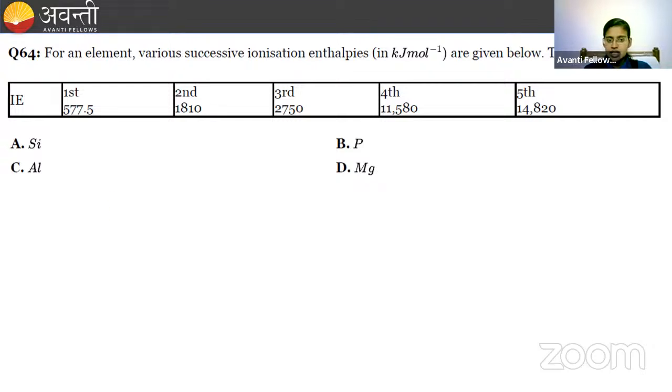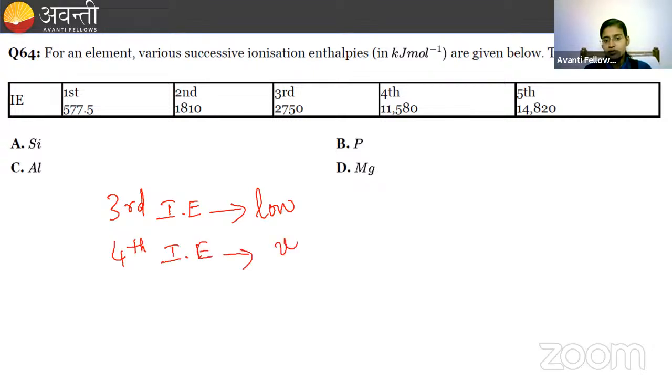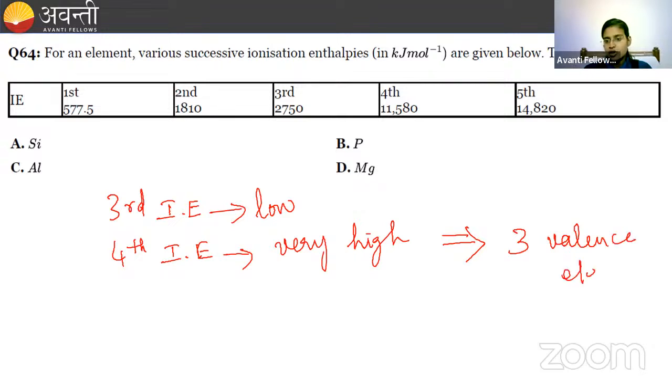The third ionization energy is low and the fourth ionization energy is very, very high. So this denotes that after the removal of 3 electrons, the element attains stability. This shows that there are 3 valence electrons for the given atom. So now we have to check for the element which has 3 valence electrons. That is the answer.